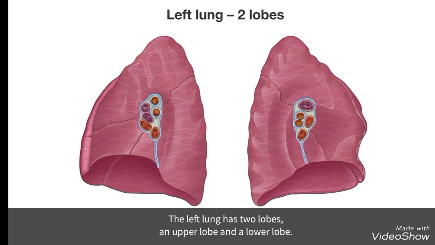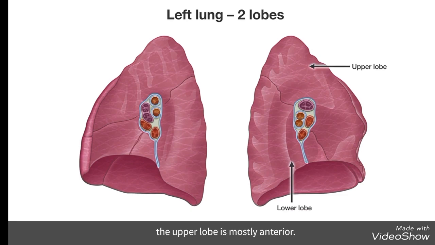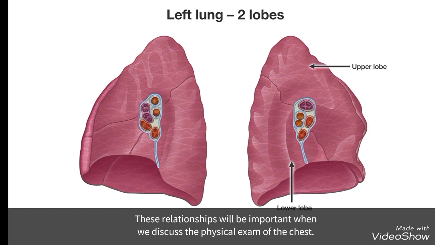The left lung has two lobes, an upper lobe and a lower lobe. We note that the lower lobe is mostly posterior and the upper lobe is mostly anterior. These relationships will be important when we discuss the physical exam of the chest.